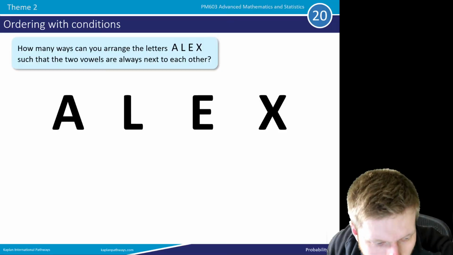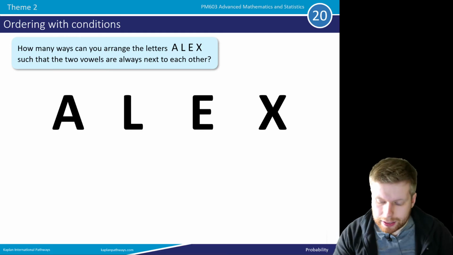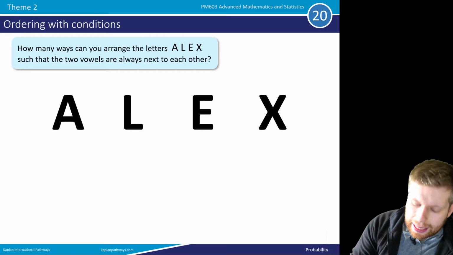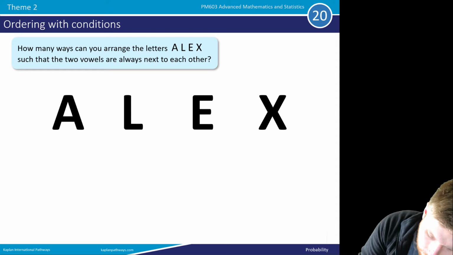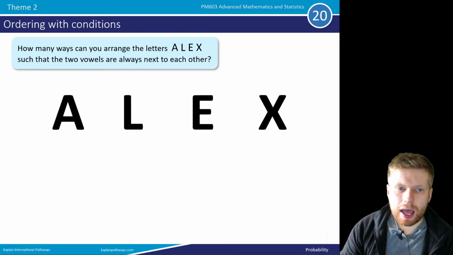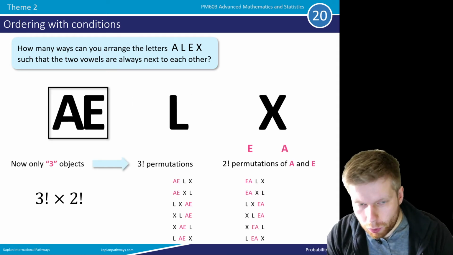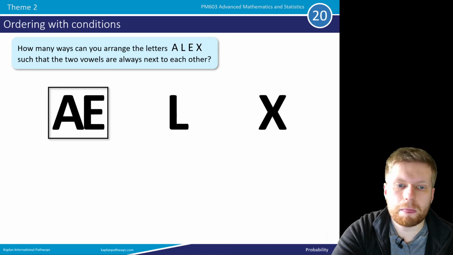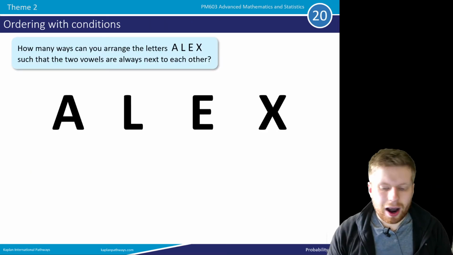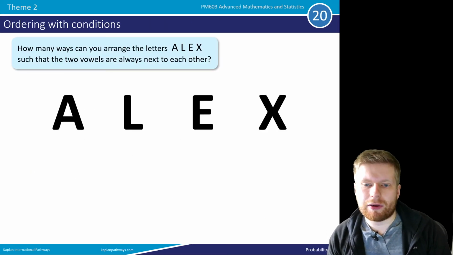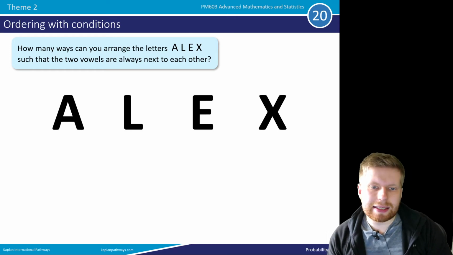Okay? All right, let's have another look at an example with a condition. So let's suppose I have Alex. I have the letters A, L, E, and X. And I want to work out the number of different arrangements that there are such that the A and the E are together. In other words, the 2 vowels are always next to each other.